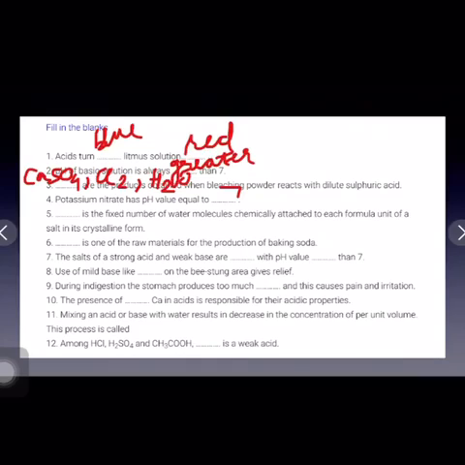Dash is the fixed number of water molecules chemically attached to each formula unit of a salt in its crystalline form. So the fixed number of water molecules is called water of crystallization. Next is, dash is one of the raw materials for the production of baking soda. So sodium chloride, NaCl.